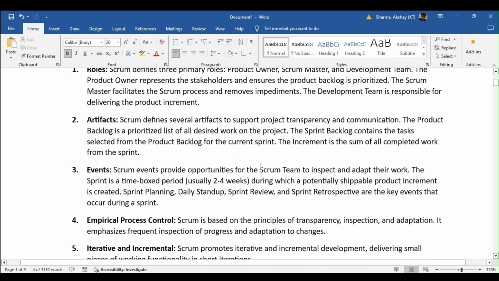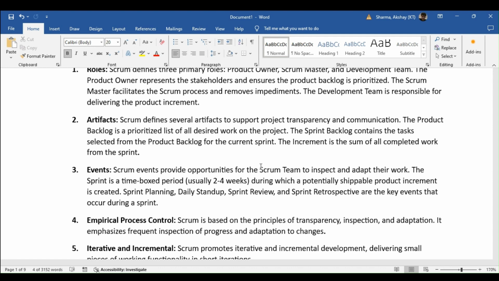Next are the artifacts. Scrum defines several artifacts to support project transparency and communication. The product backlog is a prioritized list of all the desired work on the project. The sprint backlog contains the tasks selected from the product backlog for the current sprint. The increment is the sum of the completed work from the sprint. So that is what we call artifacts.